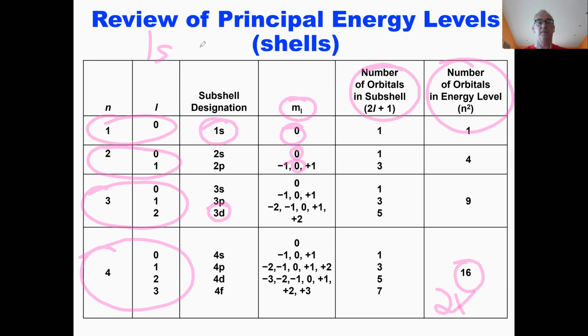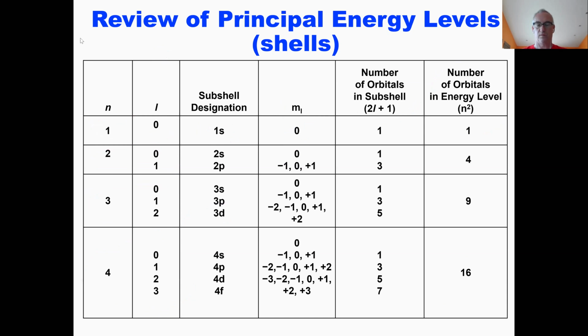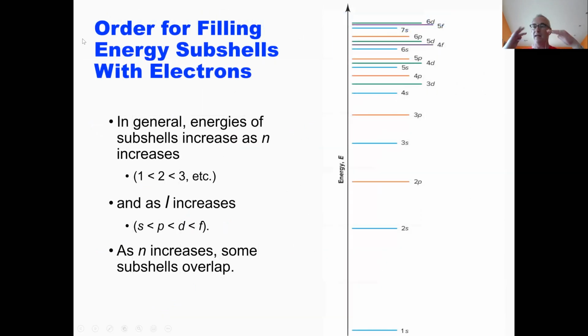So what does this have to do with anything? These all have different energies. As I mentioned before, S has the lowest energy. And then we go to P, and then we go to D, and then F has the highest energy. So as we're making new elements, we're adding more electrons all the time. This is the order that they get filled in.